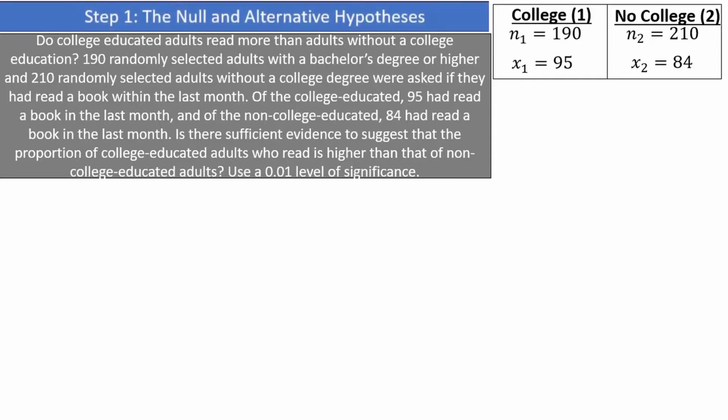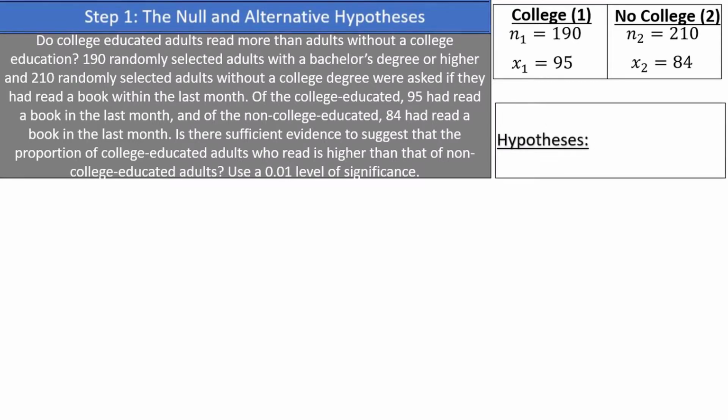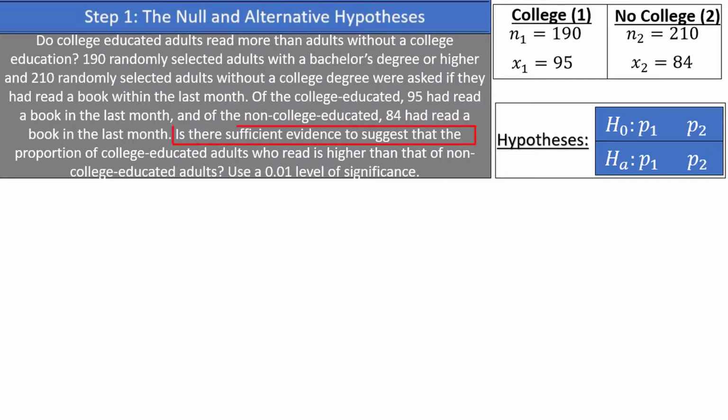Step 1. The null and alternative hypotheses. For the difference of two population proportions, the null and alternative hypotheses contain p1 and p2 with some symbol in the middle, which we will determine based on the wording in the problem. In our case, we notice that the question is asking if the proportion of college-educated adults who read is higher than that of non-college educated adults.